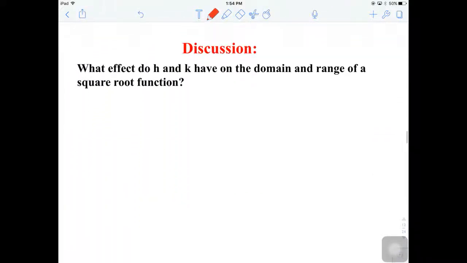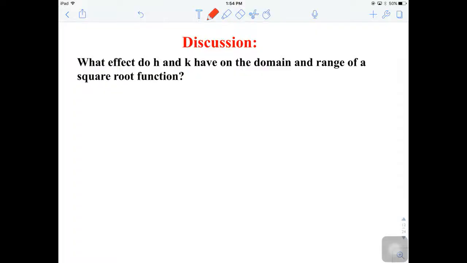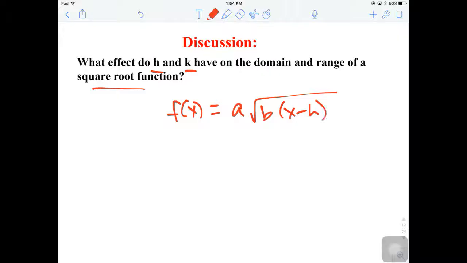And here is a discussion question. What effect do h and k have on the domain and range of a square root function? So the domain, if you actually look at the equation, f of x equals a square root of b times x minus h plus k, right? So h and k is actually that initial point. H tells you that you're going to move h units to the left or to the right, right? So it goes either left or to the right, and k goes up or down.